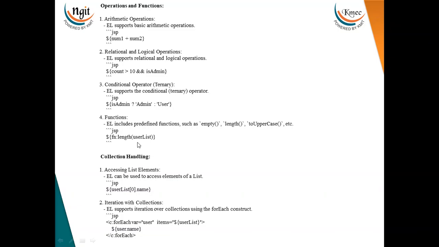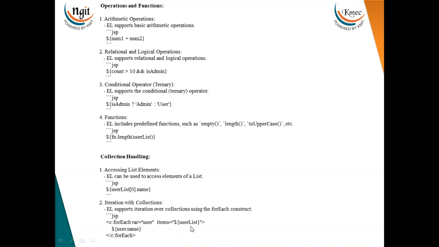Function length, userList, the length of the user list. For collection handling, for accessing list elements, we can access elements of a list using userList[0].name. And for iteration with collections, we can go for iteration over collections also, using the forEach construct: for each variable equals items, userList, you need to check for the user list.